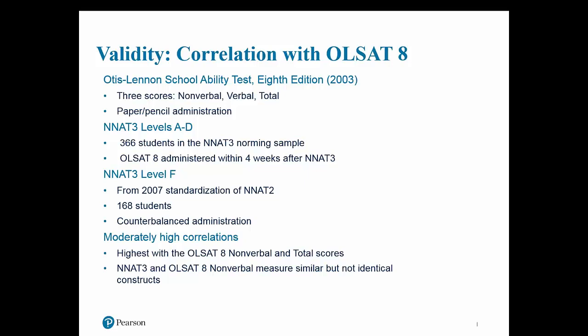We also looked at correlations with the OLSAT, the Otis Lennon School Ability Test, which has two subtests, a verbal subtest and a nonverbal subtest, as well as a total score. In the current standardization for levels A through D, we gave both tests to 366 students within a 0 to 4 week time interval.